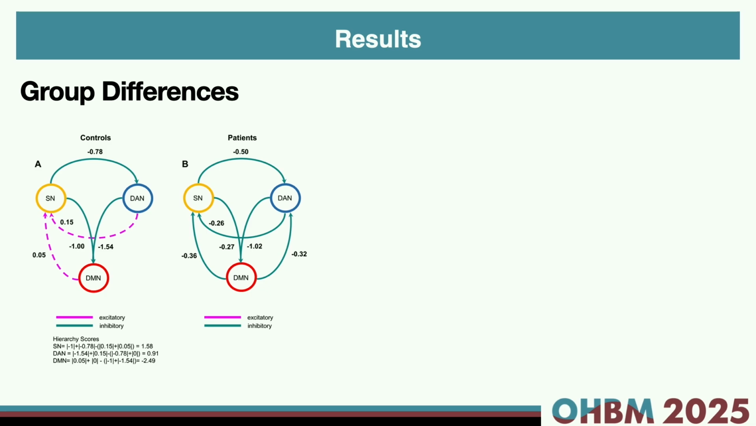Here we see summary metrics for between-network connectivity. As I mentioned earlier, we can still see these inhibitory influences from task-positive networks to the DMN in both groups, as well as inhibitory influences from the salience network to the dorsal attention network. We also estimated the hierarchy score for each network. We found that in healthy controls, the salience network was at the top of the hierarchy, followed by the dorsal attention network and the DMN.